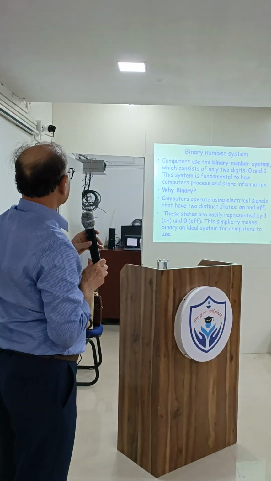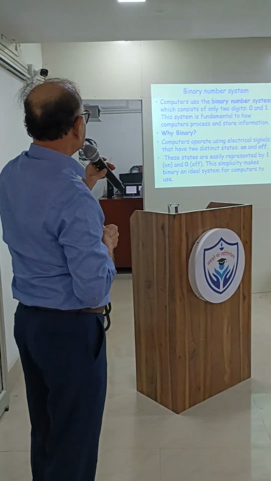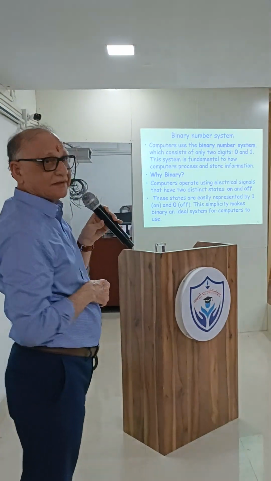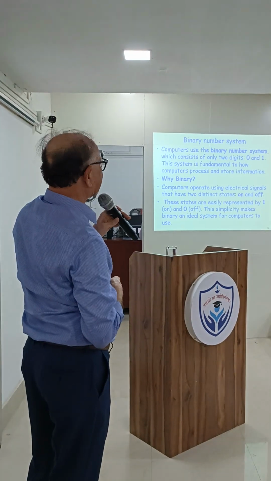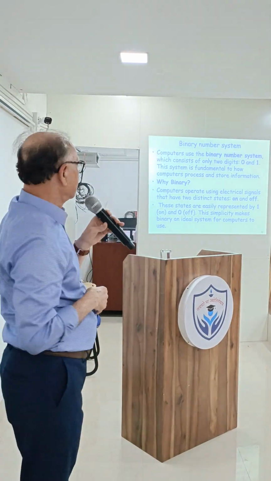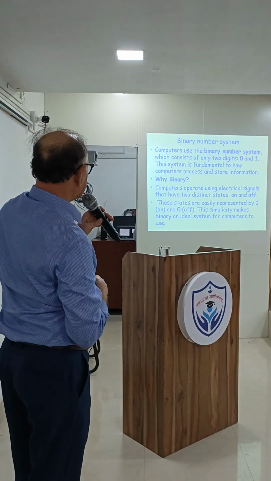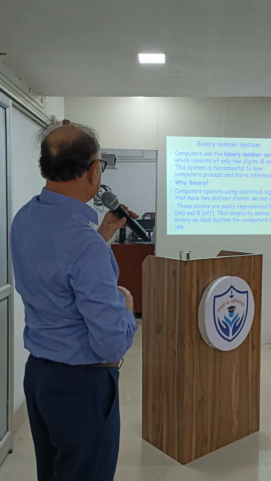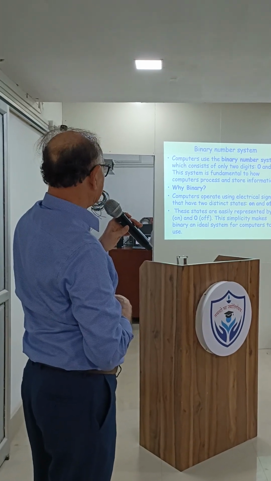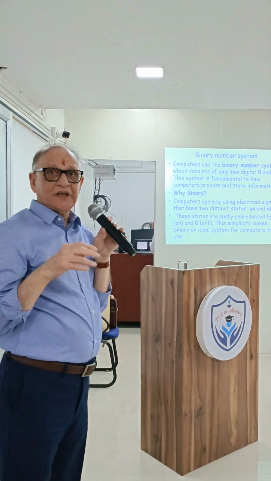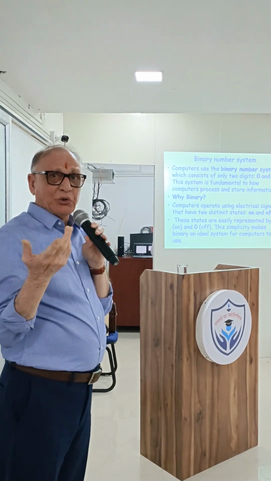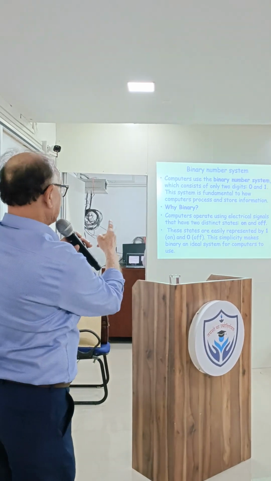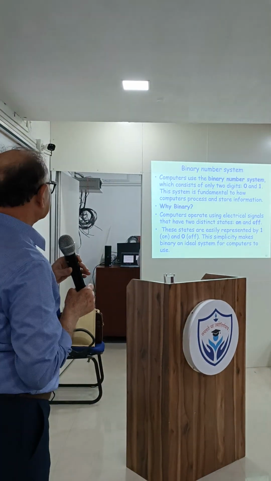Next. This is called the binary number system. And why is it binary? Because a computer operates on electrical signals that have 2 distinct states, off and on. These states are easily represented by on as 1 and off as 0. This simplicity makes binary an ideal system for a computer to use, because it is very easy to locate and isolate 0 and 1. That is why it is used as a binary signal.